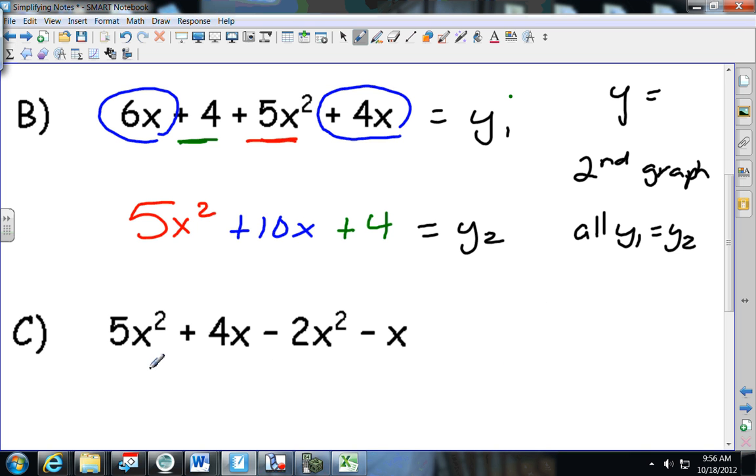The next one, I have 5x squared minus 2x squared. 5 minus 2 is 3x squared. Then I have my x's. 4x minus 1x, you should have gotten plus 3x.